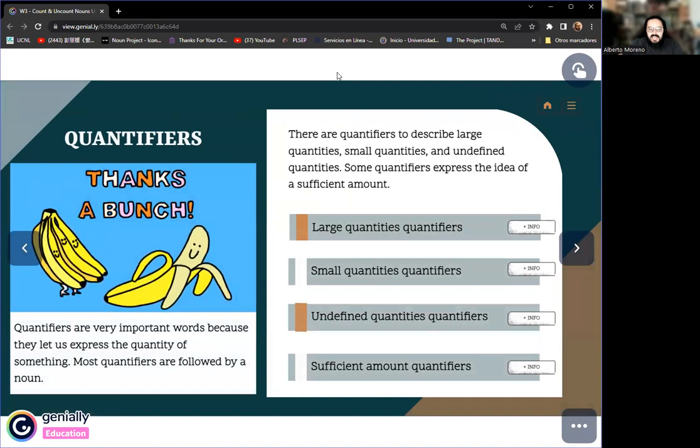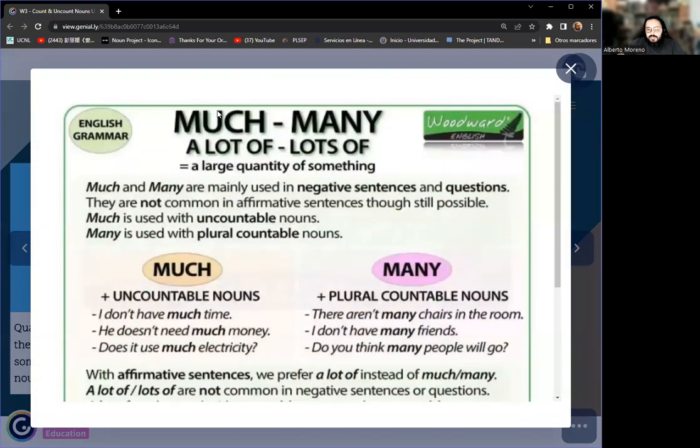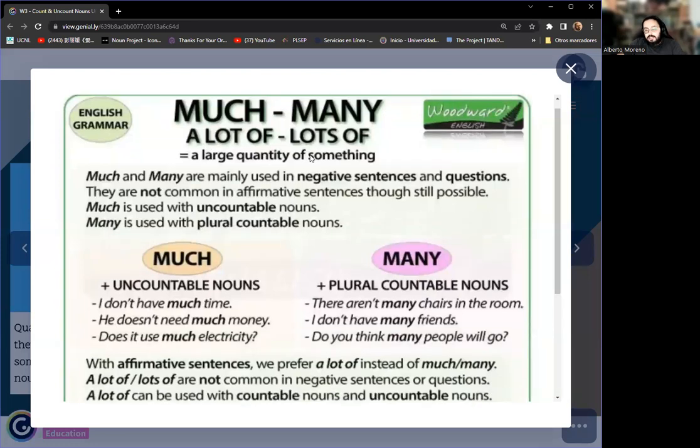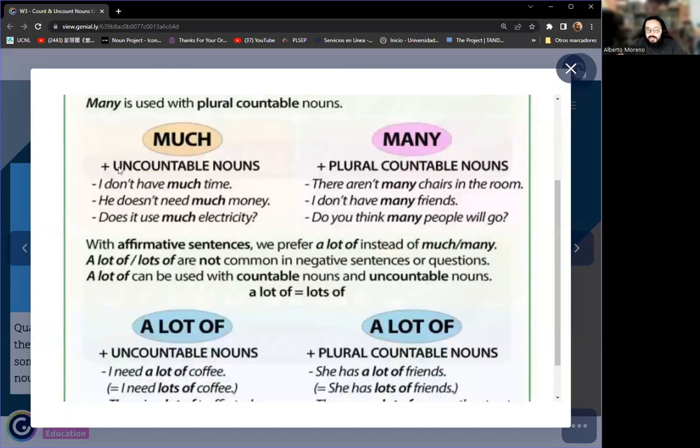So now we have quantifiers. And quantifiers are very important words because they let us express a quantity of something. We have words for large quantities, small quantities, undefined quantities, and sufficient amount quantities. Los cuantificadores nos permiten hablar de la cantidad de algo sin ser específicos. Existen palabras para hablar de cantidades muy grandes, cantidades pequeñas, no definidas, o para hablar de suficiencia, que es la última categoría. So, for large quantities, we use much, many, or a lot of, or lots of. The rule says that we use much with uncountable nouns, and we use many with countable nouns, plural countable nouns, by the way.